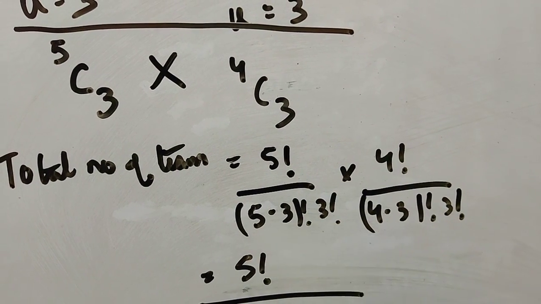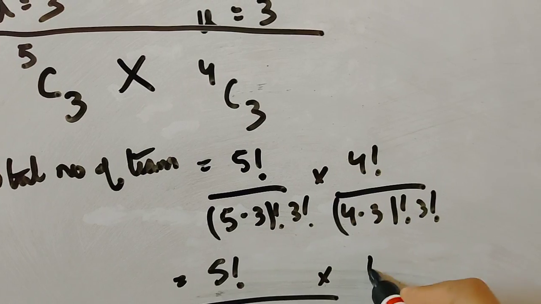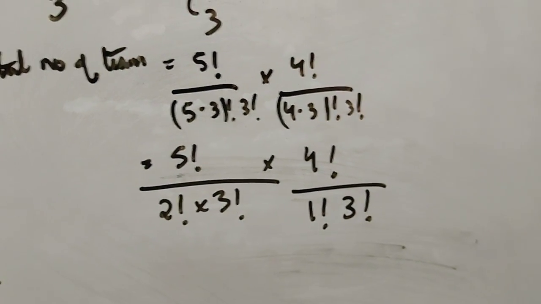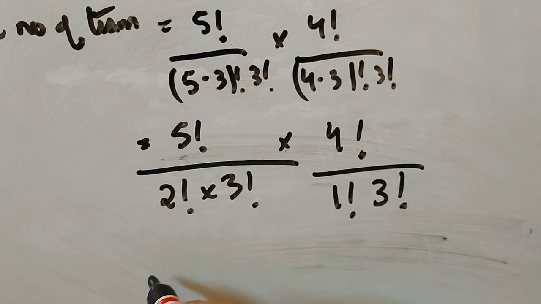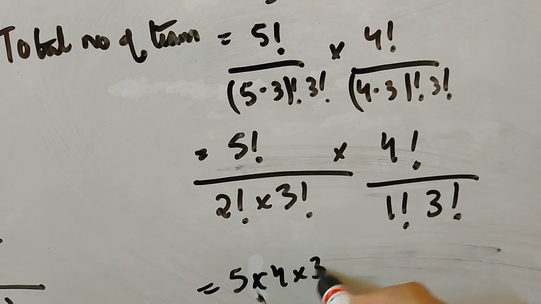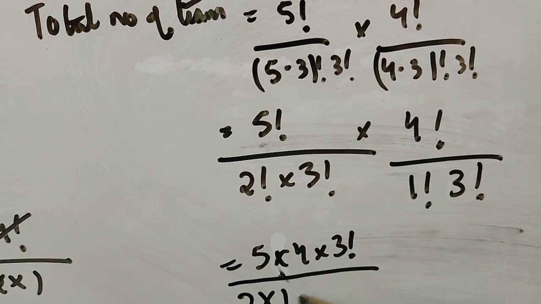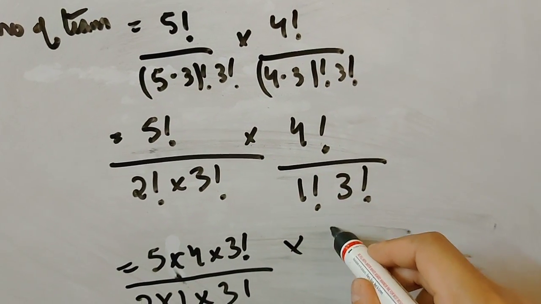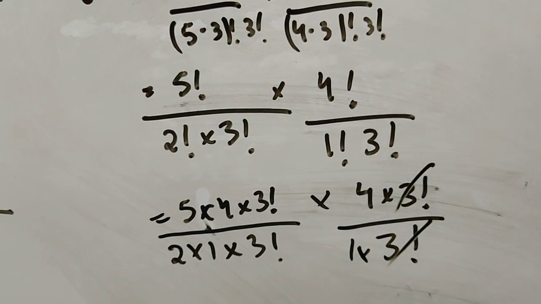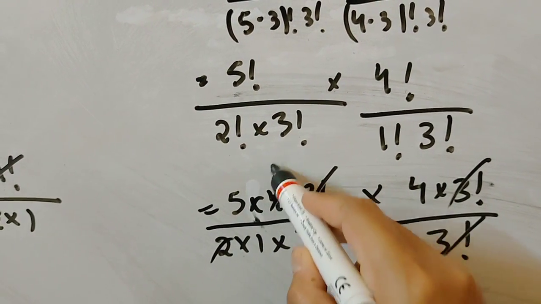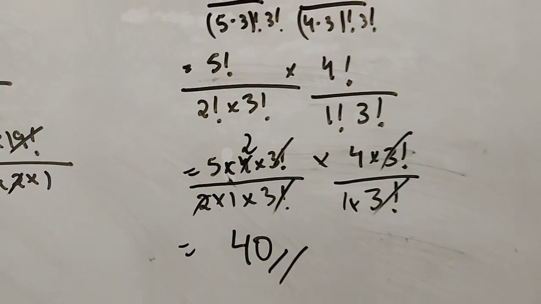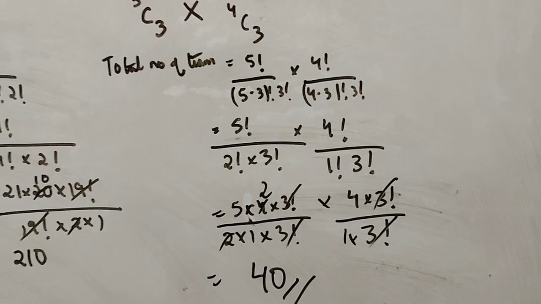5 factorial over 5 minus 3, which gives 2 factorial into 3 factorial. 4 factorial over 4 minus 3, which is 1 factorial, and 3 factorial. Now let's try to solve this. 5 factorial I can reduce to 5 into 4 into 3 factorial. 2 factorial I can open up, 2 into 1 into 3 factorial. And this side 4 into 3 factorial. 1 factorial is 1 only. So 3 gets cancelled. 2 1s are 2, 2 2s are 4. 5 2s are 10, 10 4s are 40. Total number of teams is 40. So I hope till here is clear to you.